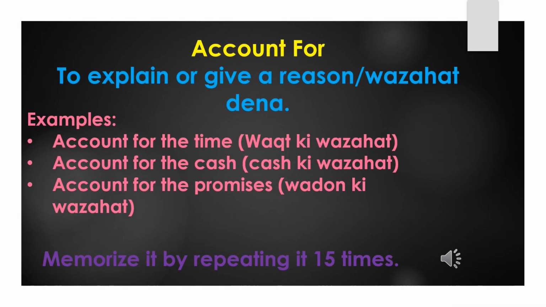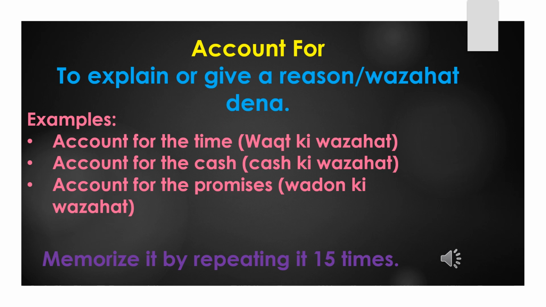The meaning is to explain or to give a reason, या फिर वजाहत देना किसी भी चीज़ की. We have some examples over here. Let's look at these. Account for the time, वक्त की वजाहत. Account for the cash, cash की वजाहत के कहाँ पे यूज़ किया. Account for the promises, वादों की वजाहत. जैसे कि अगर किसी ने वादा किया और वो टूट गया हो, so आप कह सकते हैं कि you have to account for the promises that you have broken.